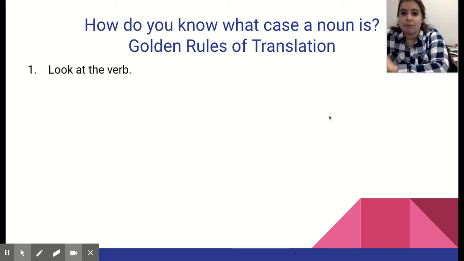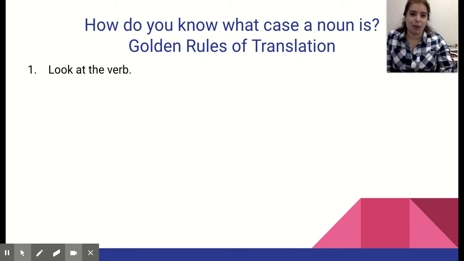All right, first thing you always want to do in a Latin sentence, the most important thing, number one thing: find your verb.